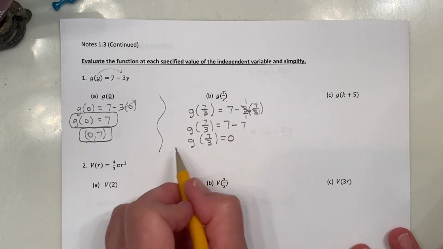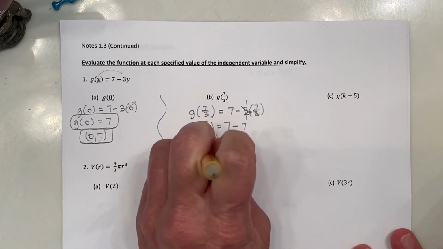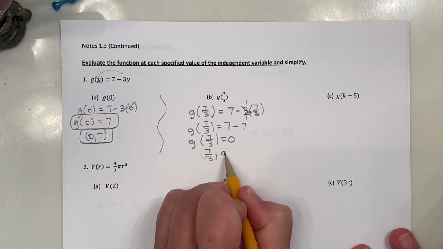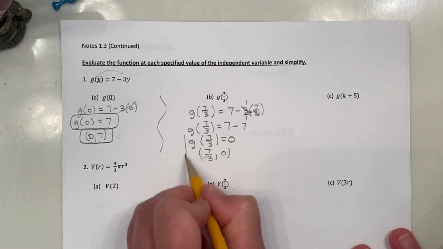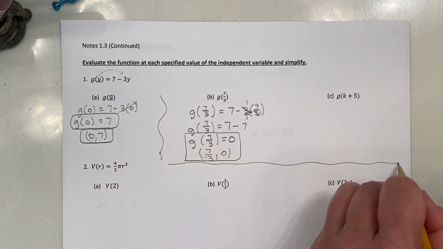So I like this answer, but just know that you can write this as 7/3, 0. That's the ordered pair or the point that's on the graph of this g function. So I think it's good practice to maybe write the notation both ways.